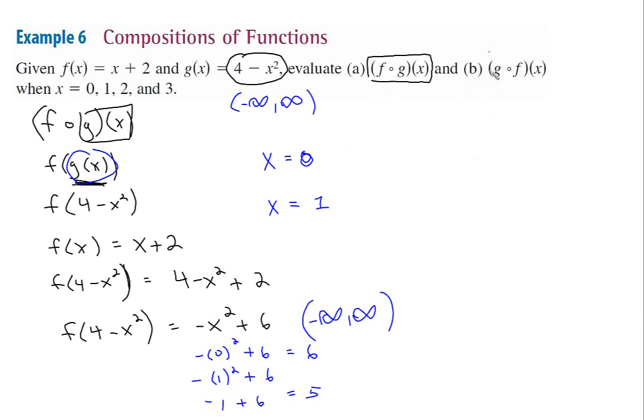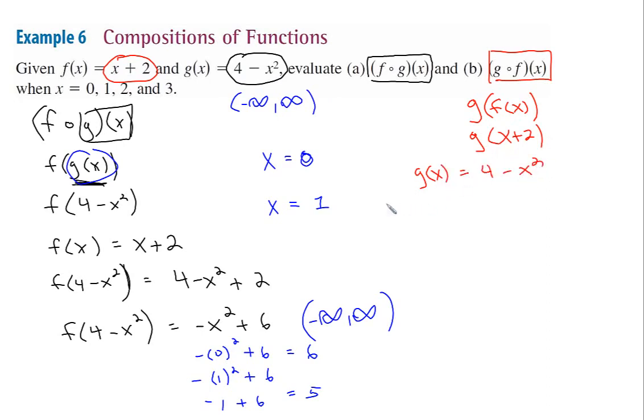Now let's do g composed with f. Alright, so this notation means the g function is the outside function now. F of x is the inside function. So let's find out what f of x is. We know f of x is x plus 2. Now we work with the outside function. The outside function is g, and g of x is 4 minus x squared. So since we're finding g of x plus 2, wherever there's an x, we just replace it with x plus 2, and then we square it.